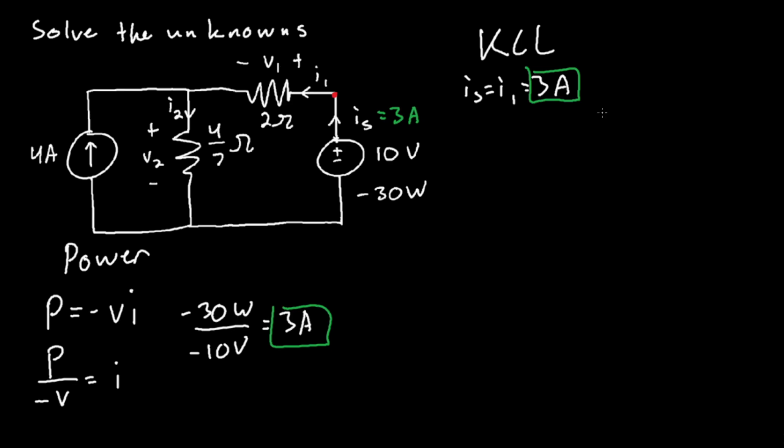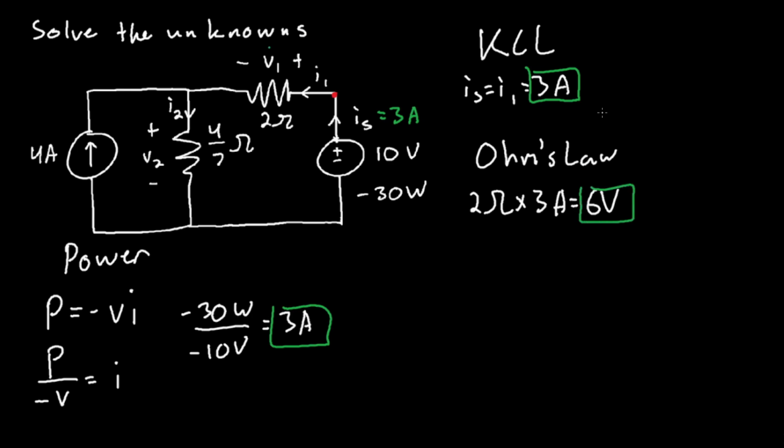Alright, how about the voltage at this resistor? Well, remember, Ohm's law. So, Ohm's law is voltage is equal to resistance times current. So, resistance at this resistor is 2 ohms, and the current is 3 amps. So, 2 ohms times 3 amps is equal to 6 volts. So we got 6 volts here.